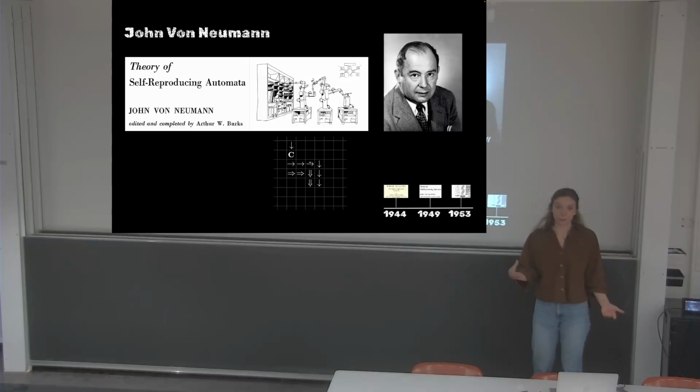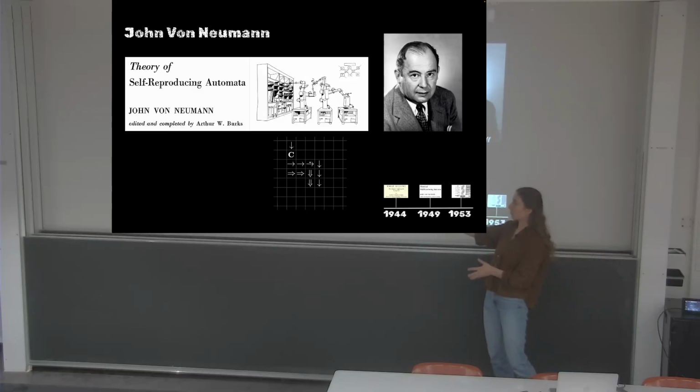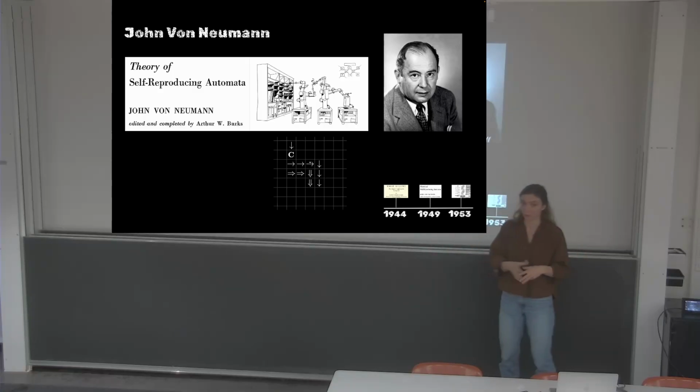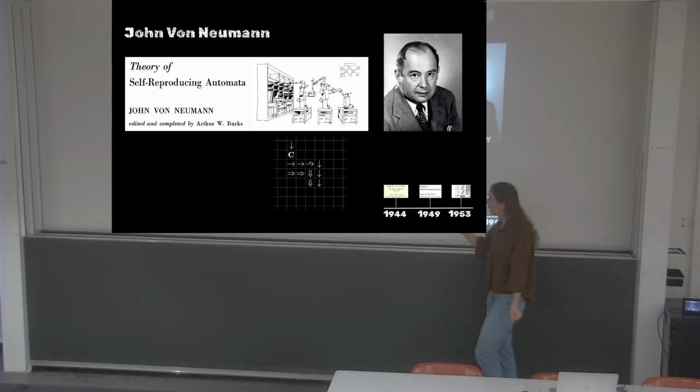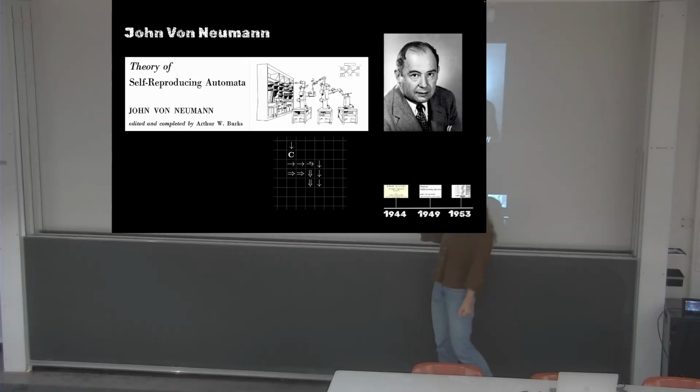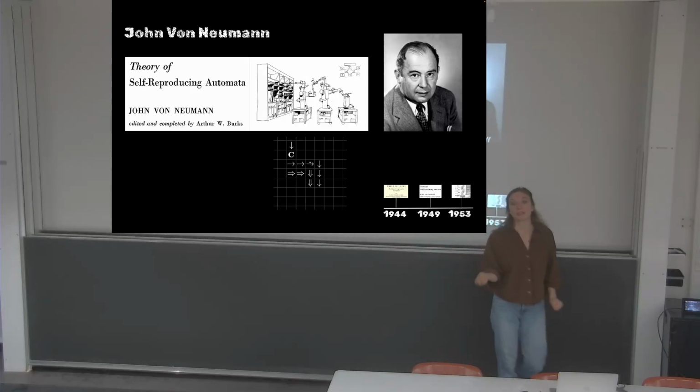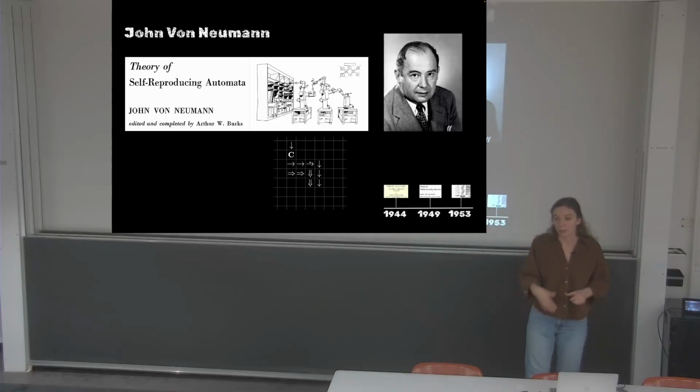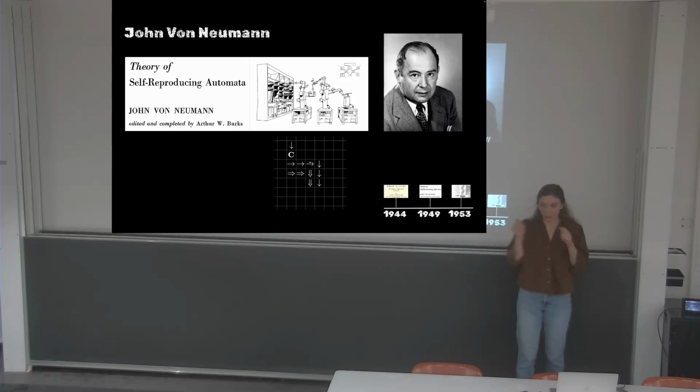A cellular automaton, in this case a two-dimensional one, consists of a potentially infinite grid of cells, or an actually infinite grid of cells, depicted here in gray. Each cell is assigned a state from a finite set of states. And each cell is also equipped with the exact same neighborhood.